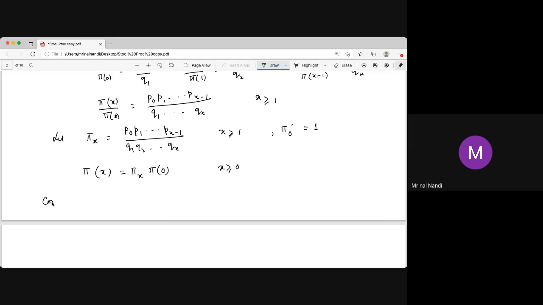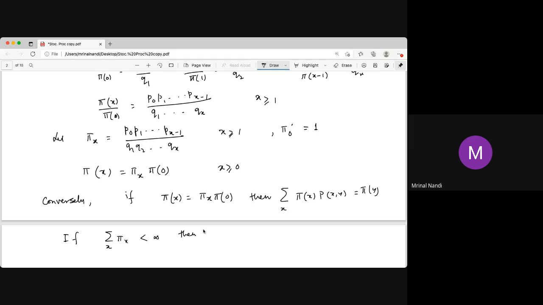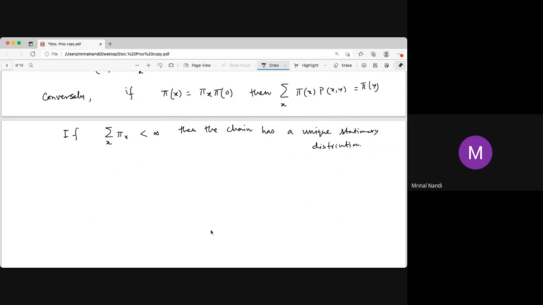Now conversely, if I take π(x) as this quantity, then what happens? Then we get sum over π(y), that you know. Now if the summation of π suffix x over all x is finite, then we know that the chain has a stationary distribution. We know from the previous discussion that it is also a unique stationary distribution. So if this sum is finite, the series is finite.